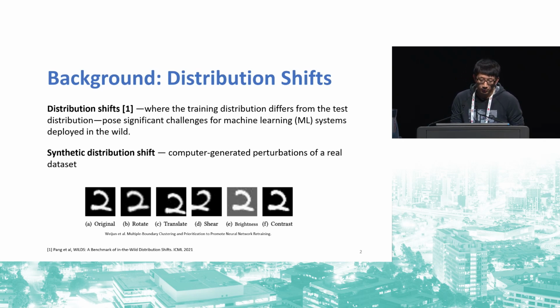Distribution shift is where the training distribution differs from the test distribution, which can pose significant challenges for machine learning systems deployed in the wild. Generally, there are two types of distribution shifts. The first one is synthetic distribution shift, which means the shifts come from computer-generated perturbations. For example, here is one example of MNIST-C. You can see you add noise to the original image and can generate the shifted dataset.